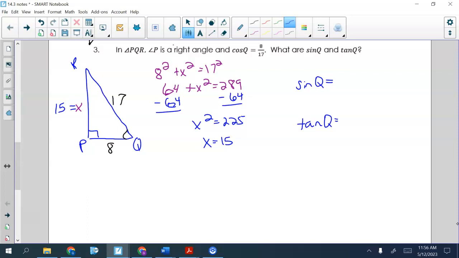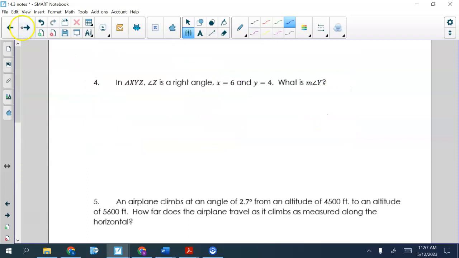All right, so sine Q, sine is opposite over hypotenuse. We're going to do 15 over 17. And we're not finding the angle, just leave it as a ratio. What is the tangent of Q? TOA, 15 over 8. All right, let's go to the next page.